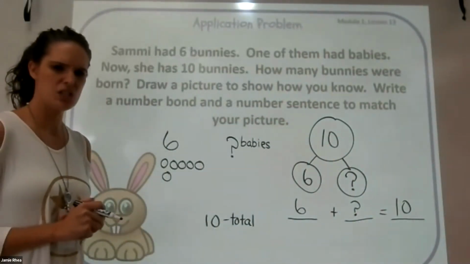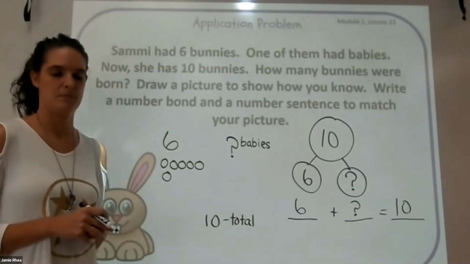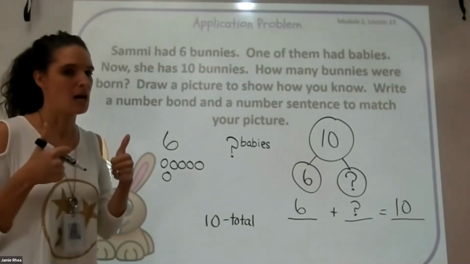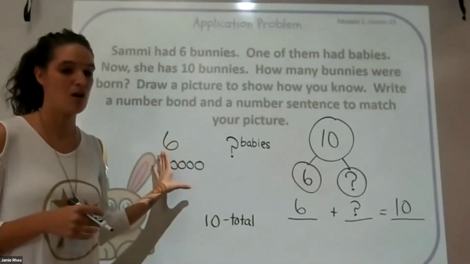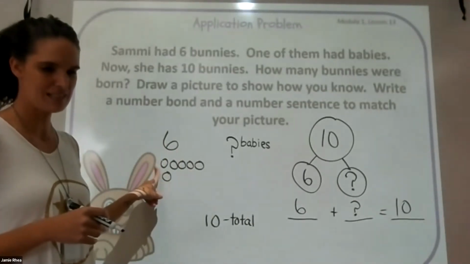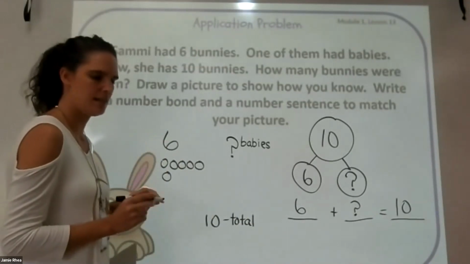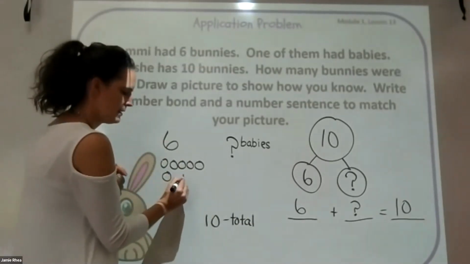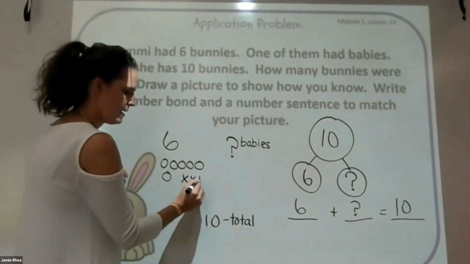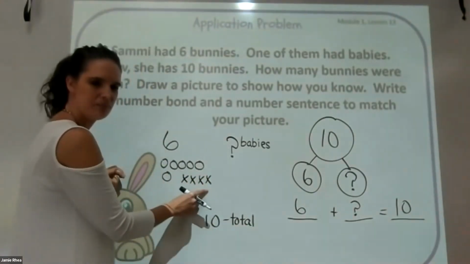So what strategy could I use to find my mystery number? If you said count on, we can count on from 6 up to 10. So help me count on from 6 and let's go to 10. Ready? I'm going to make X's as we count to 10. 6, 7, 8, 9, 10. How many X's did I have?